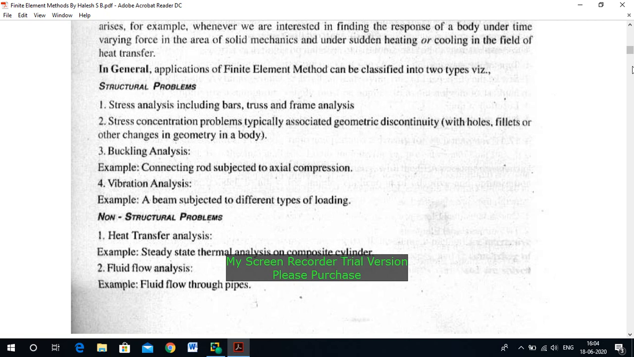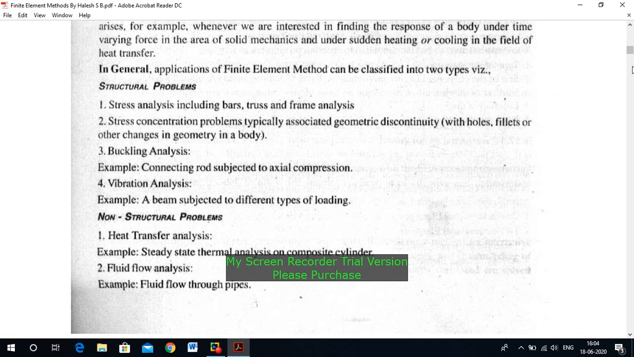And the fourth type is vibration analysis. For example, a beam subjected to different types of loading, either transverse or longitudinal. If you want to analyze the vibration of any beam under different loading conditions, these are all four applications under structural analysis in FEM. And the next one is non-structural problem applications, such as heat transfer analysis. Especially if you consider a rod subjected to heating, how exactly the heat flows from one end to the other end.